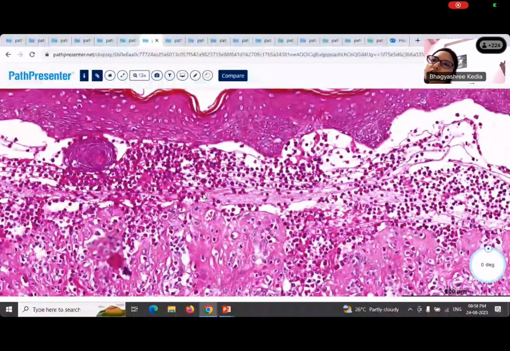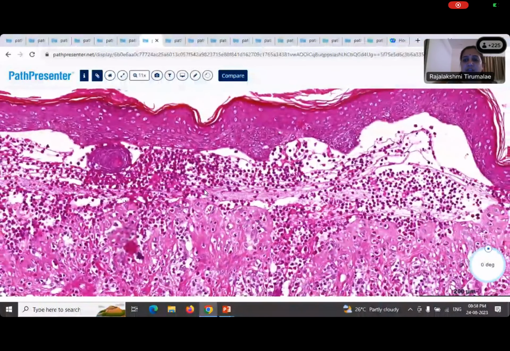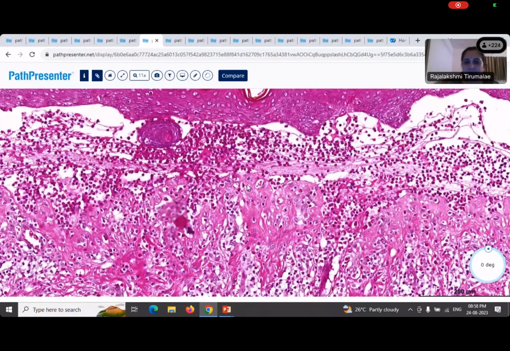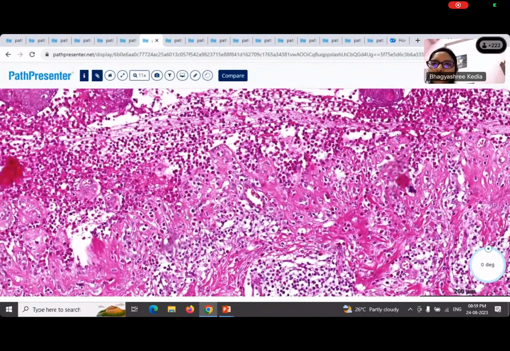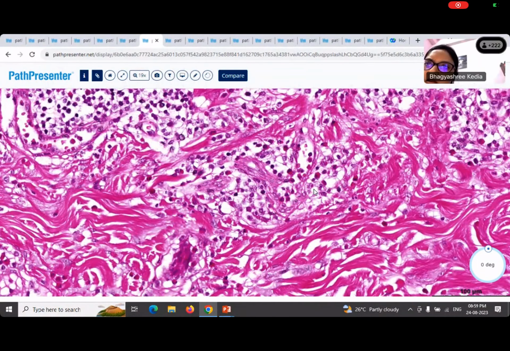Ma'am, it contains predominantly eosinophils. Excellent. So this is an eosinophil rich blister, right? Anything else? Are you seeing any acantholytic cells? No, there are no acantholytic cells. Okay. And what about the dermal infiltrate? What cells are here? Ma'am, predominantly they are mixed. You see lymphocytes here also, right? Yes, ma'am.